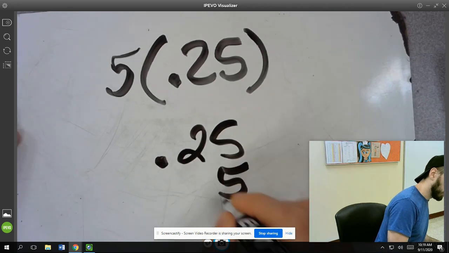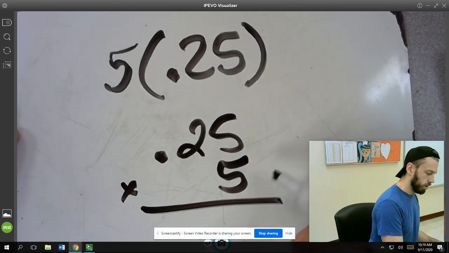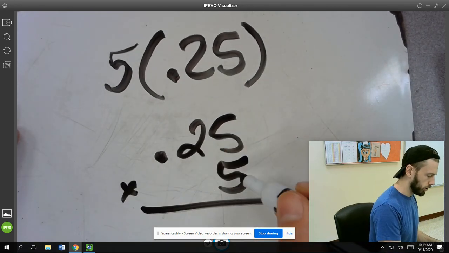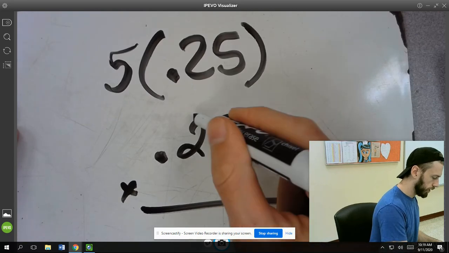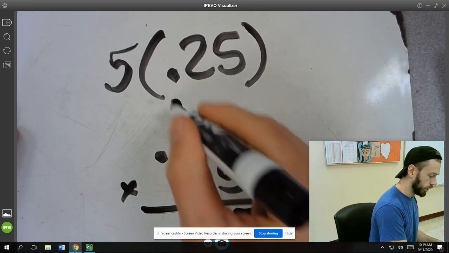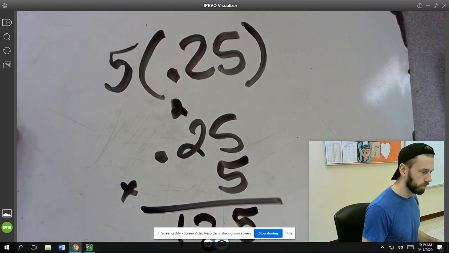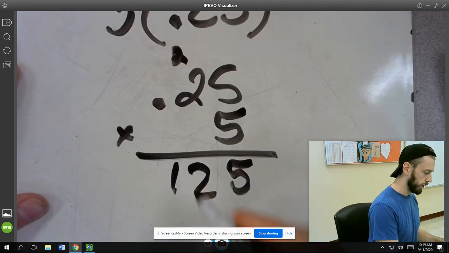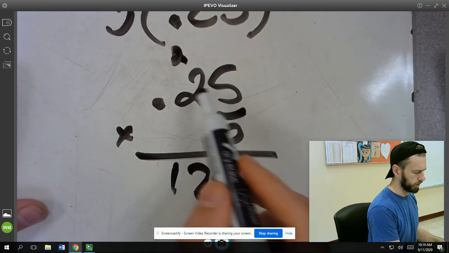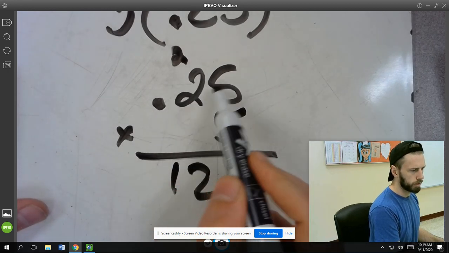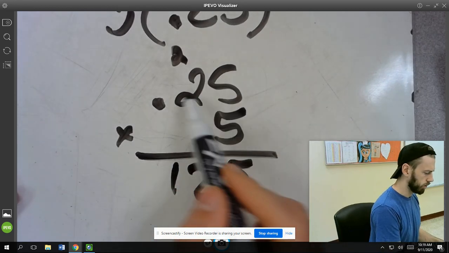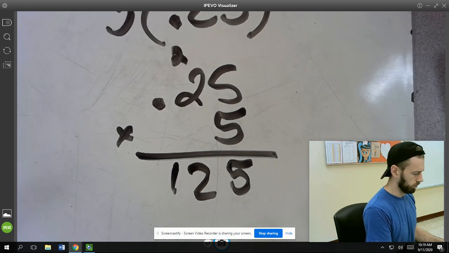Put that on top because it has more digits. I'm going to multiply the 5 by each of these. 5 times 5 is 25. Here's 2. 5 times 2 is 10, plus the 2 is 12. So then I get 125. But that doesn't make sense because it's like a quarter, right? 0.25 is like a quarter. It's like 25 cents. So a quarter times 5 is not going to be $125.